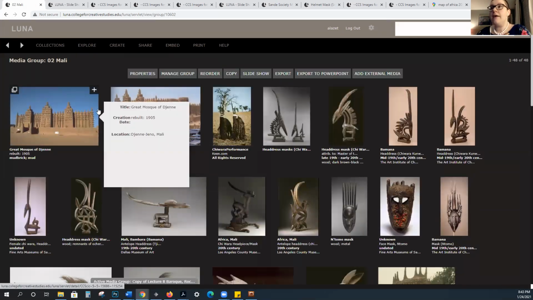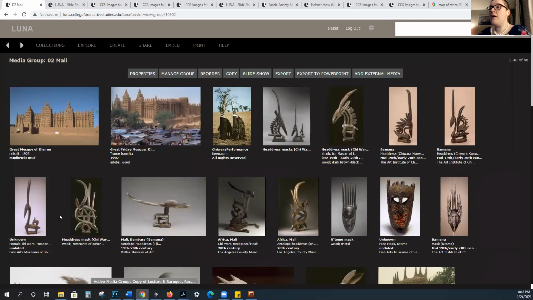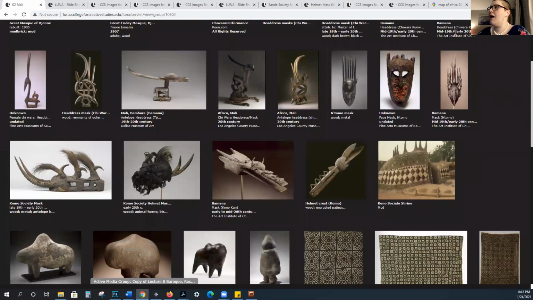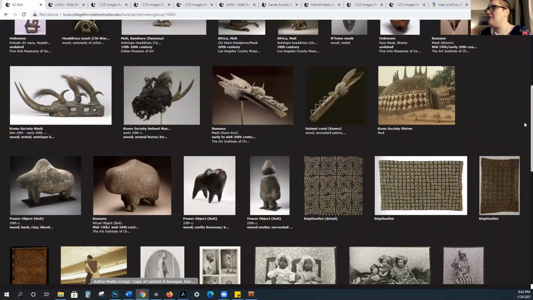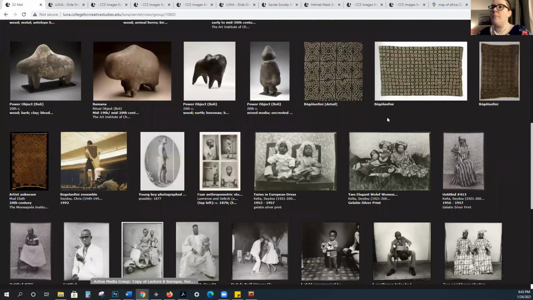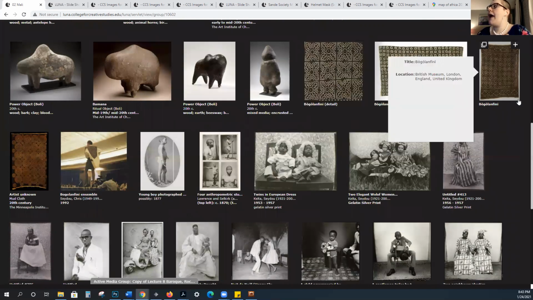The mosque, right, is still resurfaced every year. The Chawara performance is still done every year, as is, well, not every year for the Ntomo, but that is still practiced. The Komo Society is still active. Bogolanfini is still made. There are actually factories where it is produced in this traditional way to create this cloth.